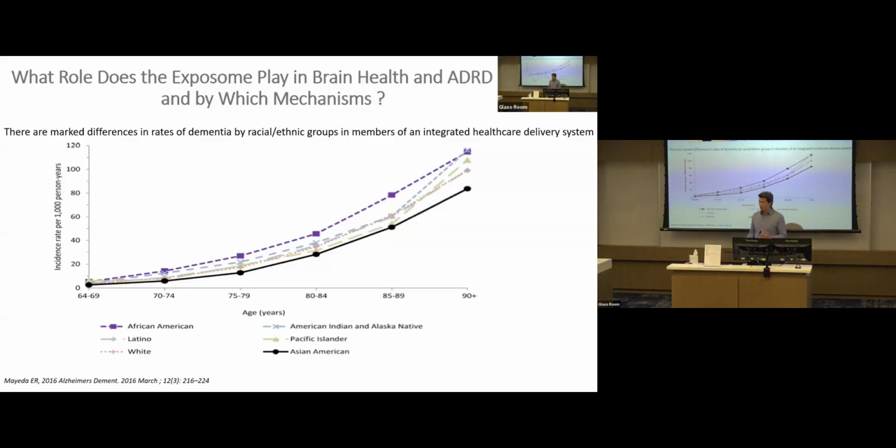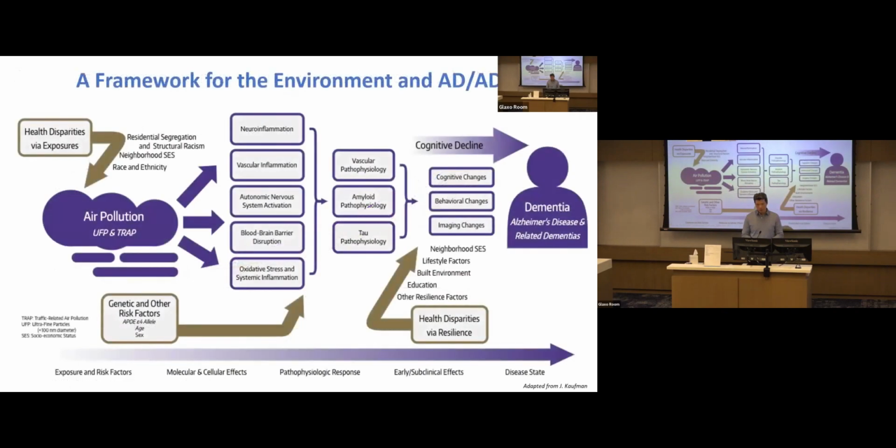So what role does the exposome or environmental health play in brain health and AD disparities, and by what mechanisms? Just looking at the data, and I've been listening online for the past day and a half, and then I came in late this morning, that's the environmental section. You can see there really are marked differences in the rate of dementia between the different racial and ethnic groups, in this example from 2016, in an integrated healthcare delivery system. But this is the framework of how I'm approaching the environment and AD/ADRD.